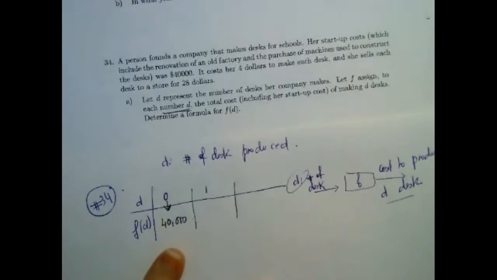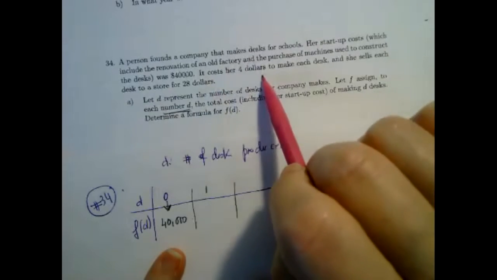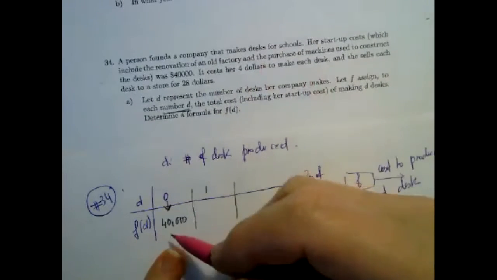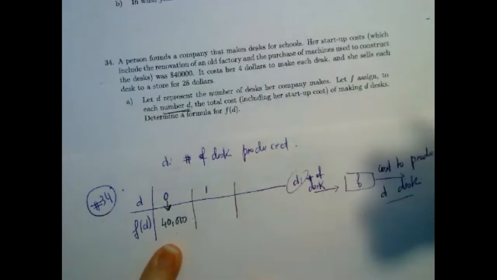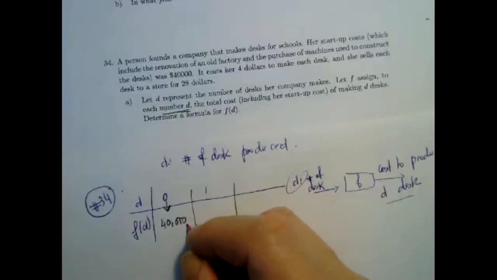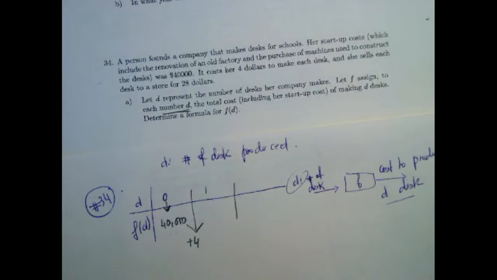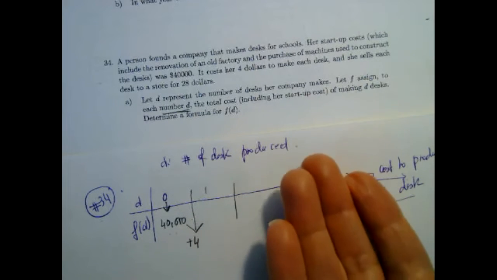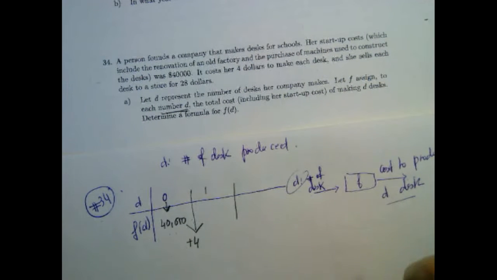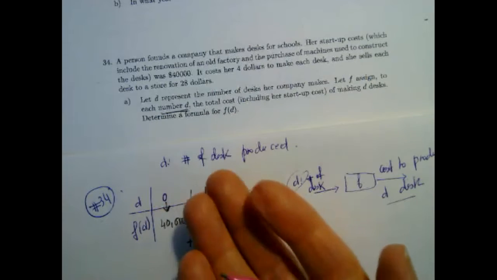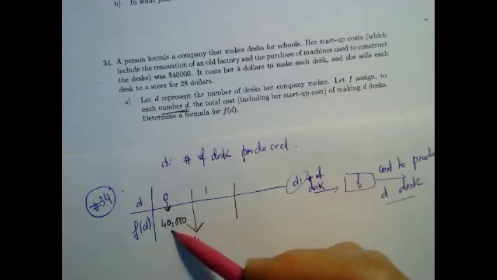It would be $40,004. Right, because how we read this, it costs $4 to make each desk. It means after they put down the 40,000 as a startup cost, and now they are ready to start producing, every desk they produce is going to cost them $4. So you can think of $4 basically as the material that the desk is made of and the labor. It doesn't take into account the machinery, so the machinery is in the 40,000.